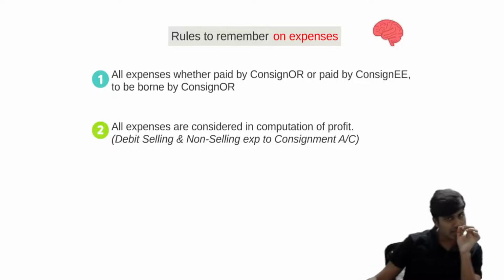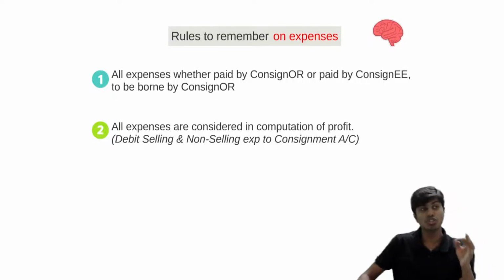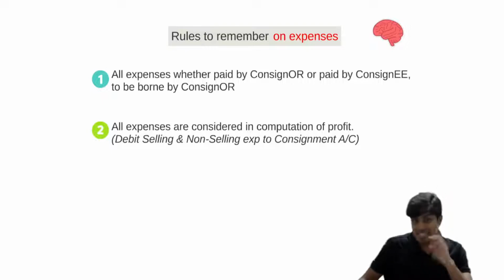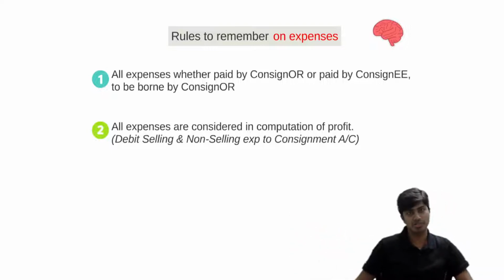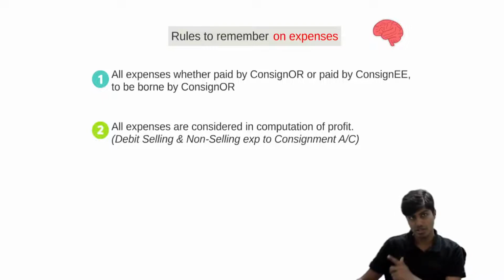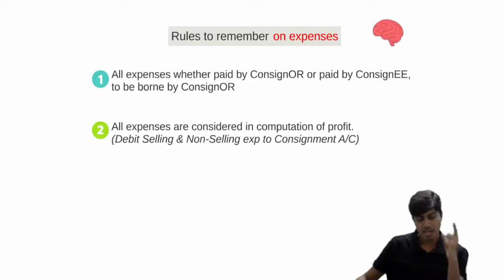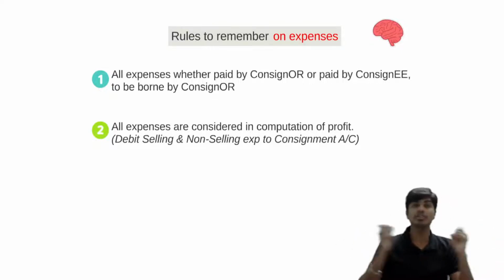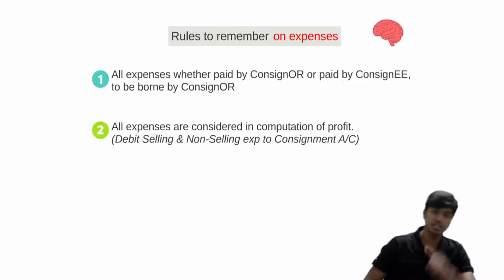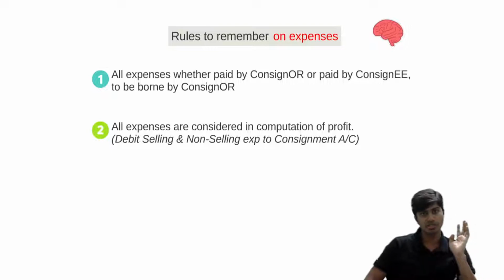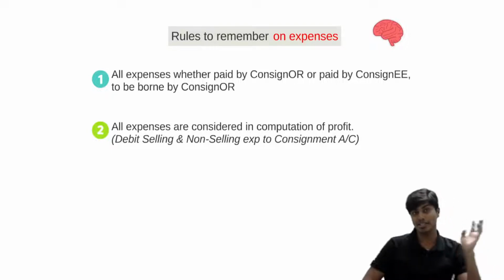Let me repeat. Any expense incurred till the time goods reach consignee's godown is non-selling expense. Expense incurred after goods reach consignee's godown is selling expense. Selling expense is in fact called recurring expense. Non-selling expense is called non-recurring. And the point here is that all expenses, recurring, non-recurring, selling, non-selling, are considered in computation of profit. If you have to compute profit on consignment, we are going to consider both selling as well as non-selling, recurring as well as non-recurring expenses. Both are reimbursed by consignment.